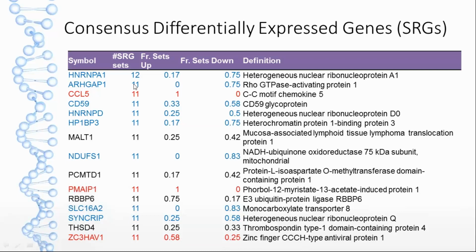All the others are significantly responding in all but one data set, including, for example, this Rho GTPase activating protein, but there is also the chemokine CCL5, which is responding, some of them mostly downregulated. This one is actually exclusively upregulated in all data sets. So these are some of the different information shown, and these are to some extent the main common responders during influenza infection.